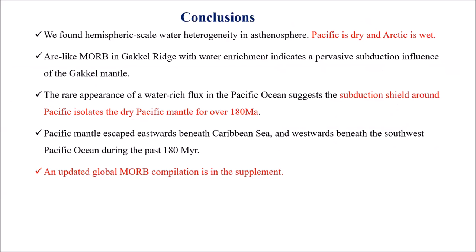So this actually leads to the conclusion of my talk. We found hemispheric scale water heterogeneity in the asthenosphere: Pacific dry, and Arctic wet. And we found arc-like MORB in Gakkel Ridge with water enrichment. And we think there is a pervasive subduction influence on the Gakkel mantle. The reappearance of water-rich flux in the Pacific Ocean suggests the subduction shield actually isolated the Pacific mantle for over 180 million years. We think the Pacific mantle escaped eastwards beneath the Caribbean Sea and westwards beneath the Southeast Pacific Ocean during the past 100 million years.